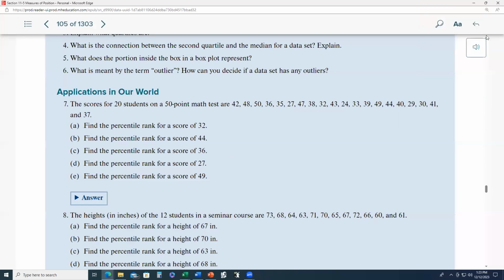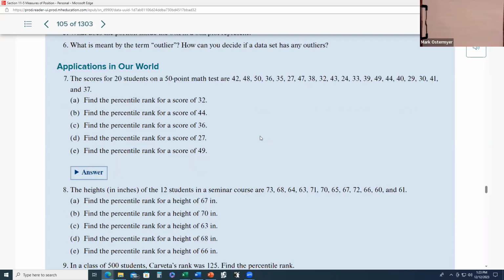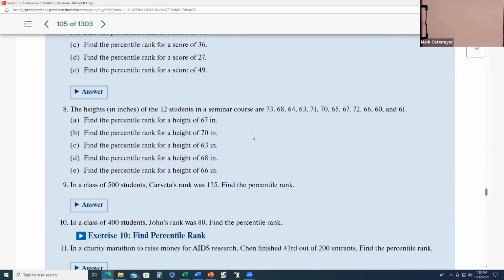Can you show us a couple before you let us loose? All right, let's see here. Yeah, we can do that. Let's look at number 8 here, and then I'll probably have you do one similar for a class activity.